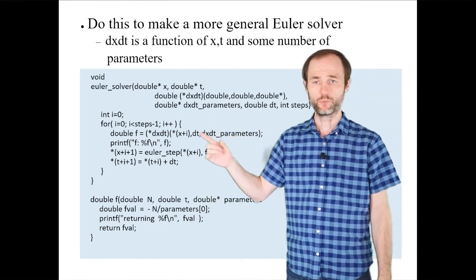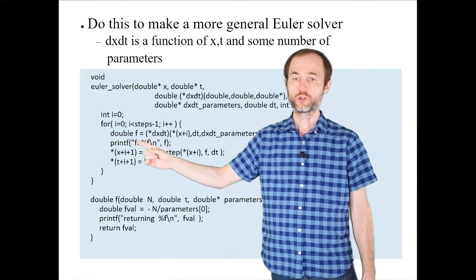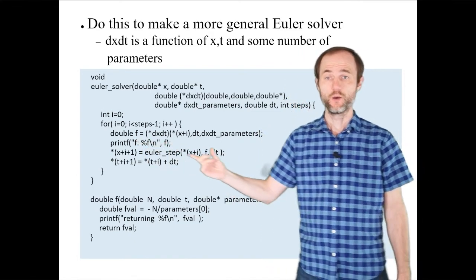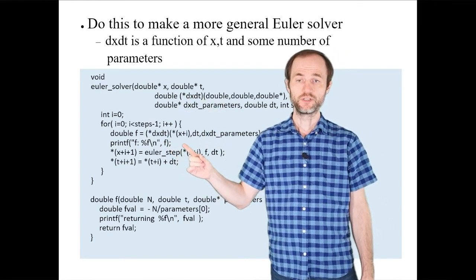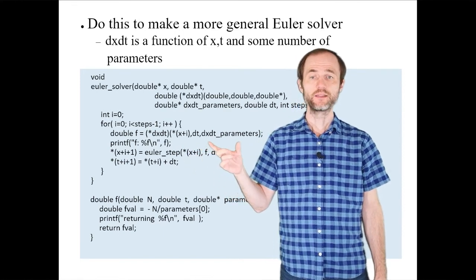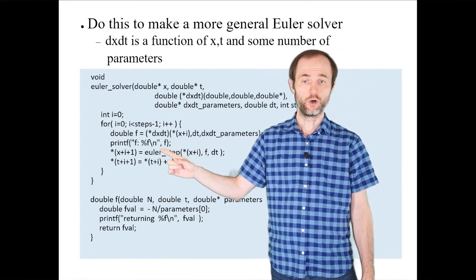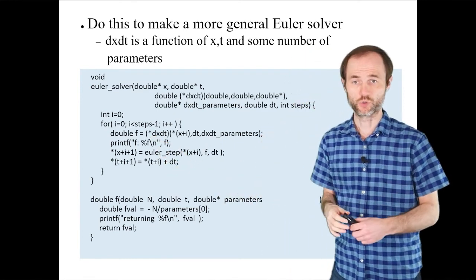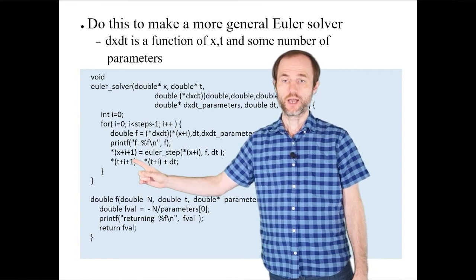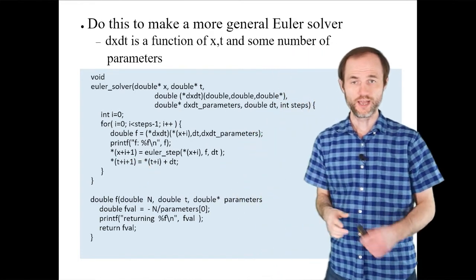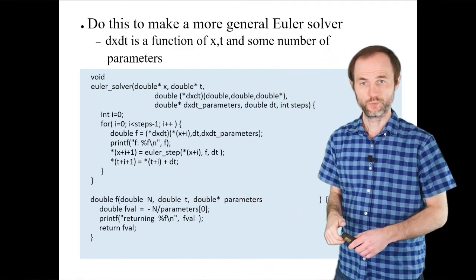So, as before, you probably recognize that, we're going to go in a loop over all the steps, and we're going to compute the value of the right-hand side by calling a function through the pointer that was passed to us, and we will give it the current value of x, the time step, and the parameters that were also passed to us. We're going to print out the resulting value of the right-hand side just to know that everything is working correctly. And then we're going to take the Euler step and assign it to the new value of x at the next time step. And we're going to do the same thing with time by adding delta t to the previous time.